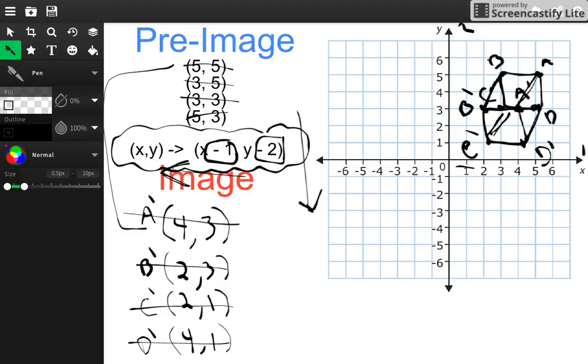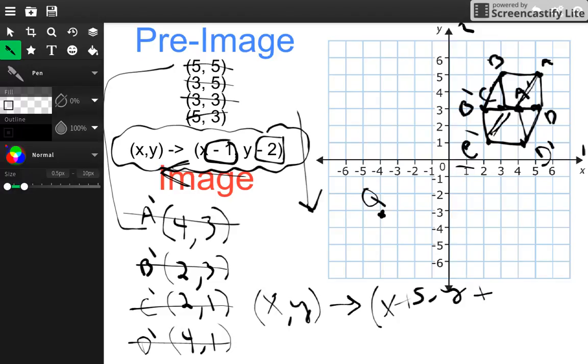So I know that's kind of a lot, but I'm just going to go ahead and make up a point right now, and we're going to translate it. And then I have some work that accompanies this. So I'm going to plot one at -4, -3. I'm just going to call it Q. Let's use the rule x plus 5, y plus 2.